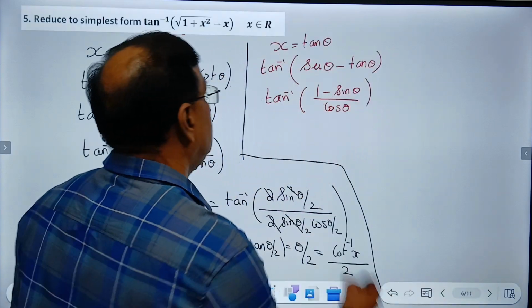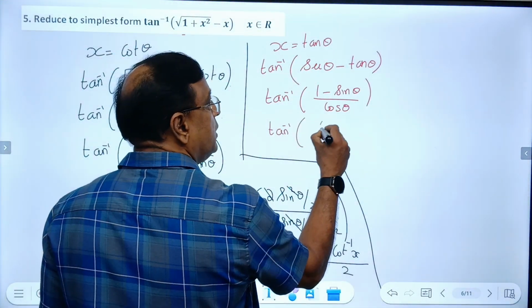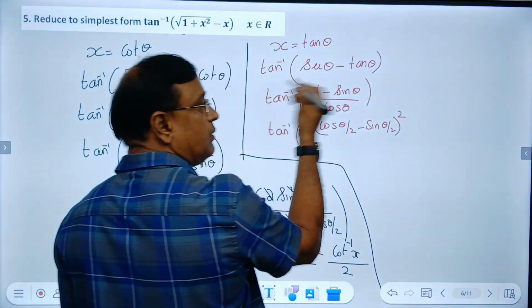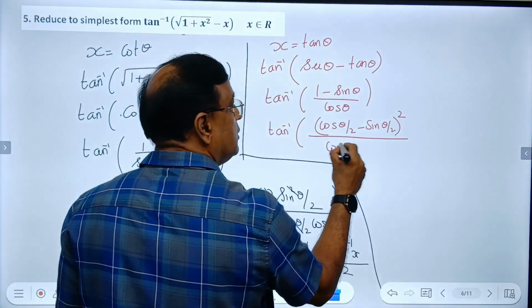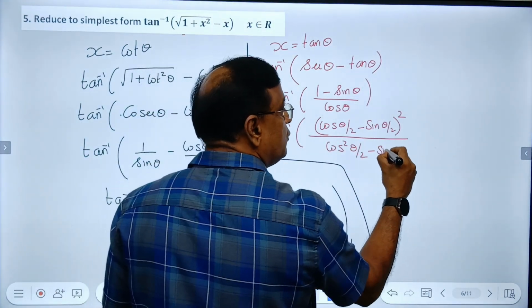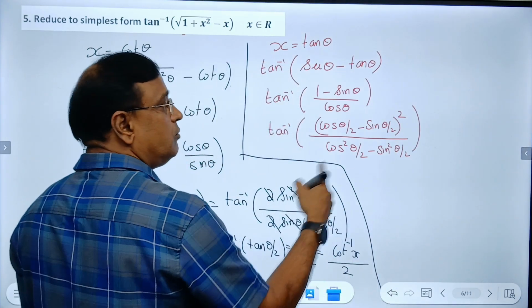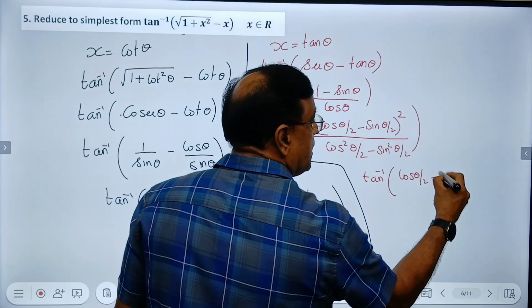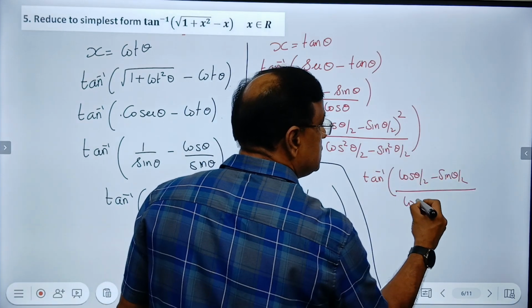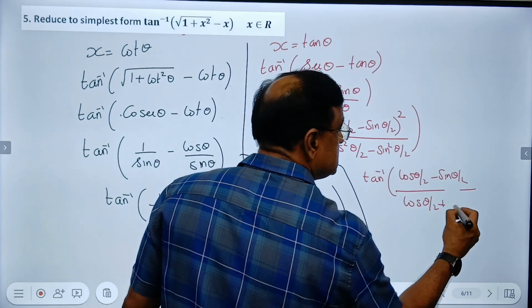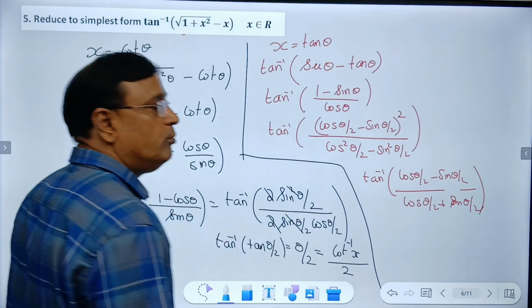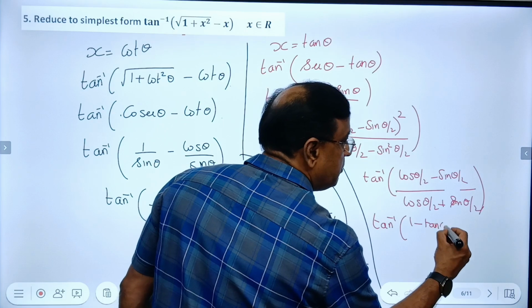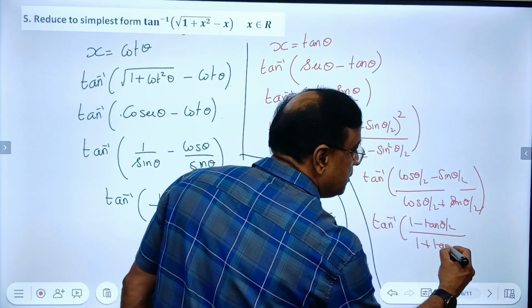So I will get this as tan inverse of, this will be cos theta by 2 minus sine theta by 2 the whole square. You refer to the previous page to check how I got it, in case you don't understand. This is cos square theta by 2 minus sine square theta by 2. Now you write it as a plus b into a minus b. So you get tan inverse of cos theta by 2 minus sine theta by 2 divided by cos theta by 2 plus sine theta by 2. Now you can divide numerator and denominator by cos theta by 2. So what do I get? Tan inverse of 1 minus tan theta by 2 by 1 plus tan theta by 2.